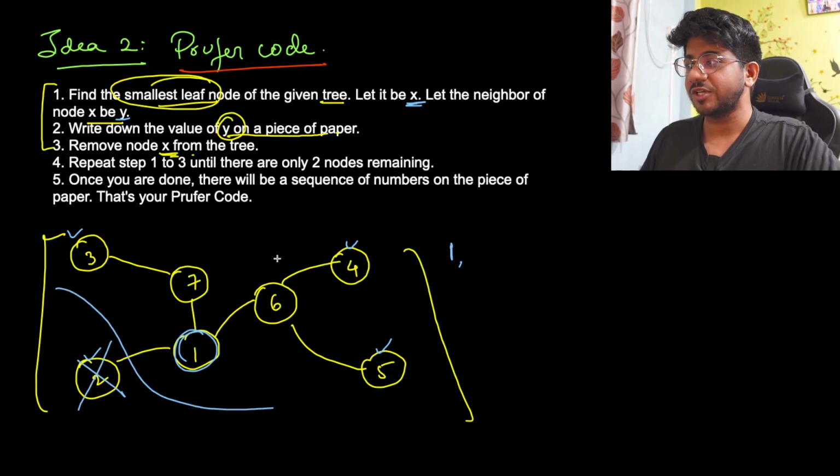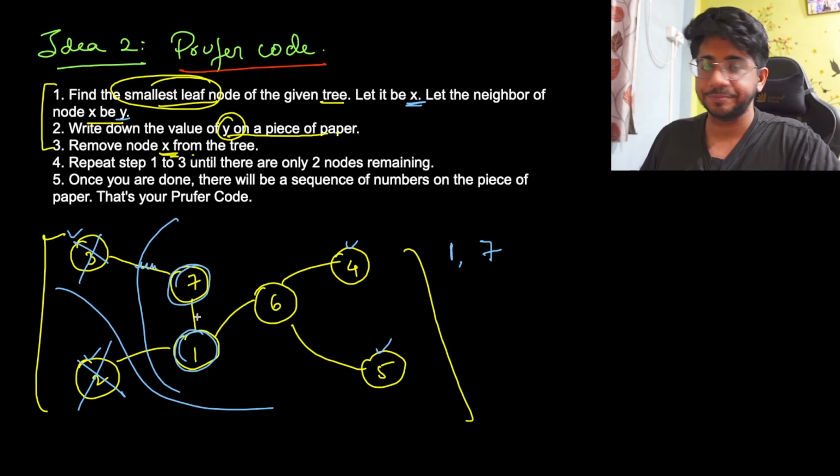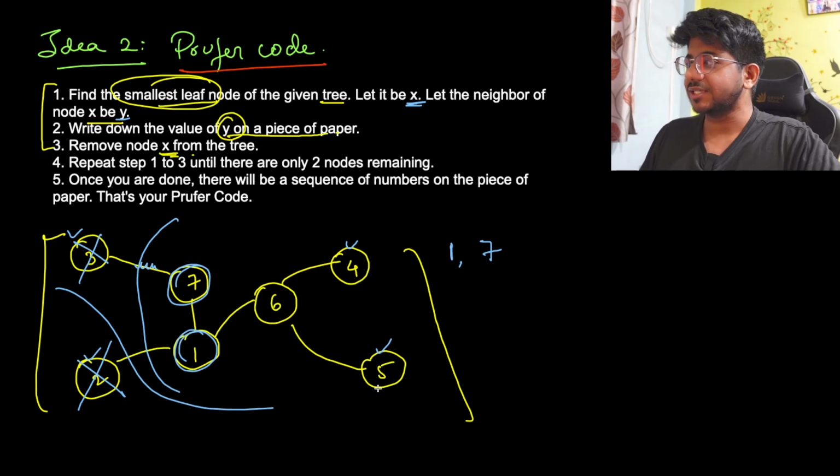Now in this much of the graph, what is the next leaf? I feel 3 is the next smallest leaf available, right? So you add 3's neighbor to the Prufer code, that is 7, and then you delete 3. Okay. Now in this you have to find another leaf. So now 7 has become a leaf because this has got deleted. So this is now a leaf, okay, because it has degree 1. What is the next leaf? Maybe 4, but 4 has a neighbor that is 6. So we'll add 6 and delete 4.